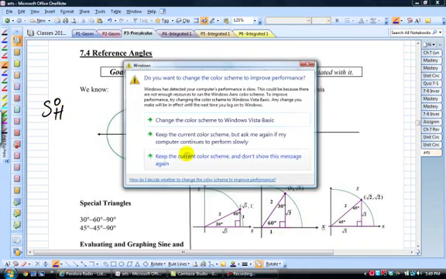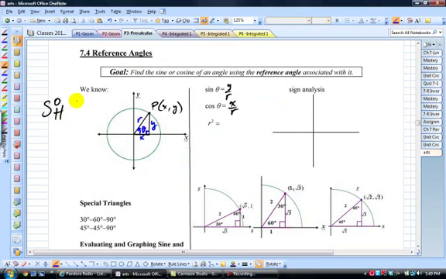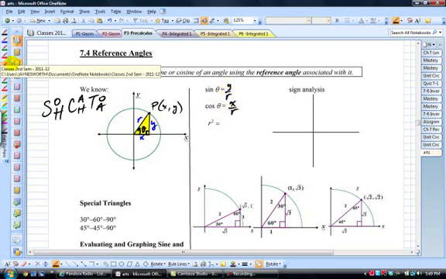It was SOHCAHTOA. Sine is opposite divided by hypotenuse, cosine adjacent divided by hypotenuse, tangent opposite divided by adjacent. From that, you could use this little triangle here and form your definitions in terms of x, y, and r. We also know from the Pythagorean theorem that r squared is equal to x squared plus y squared.